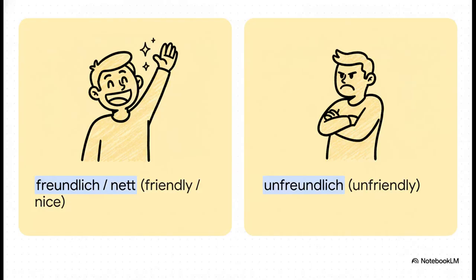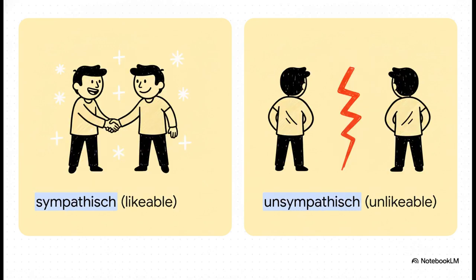Let's kick things off with a big one, friendliness. Is someone freundlich? A great synonym for this, by the way, is nett, which just means nice. Or are they the opposite, unfreundlich? This is a fantastic German concept. Sympathisch does not mean sympathetic. It means likable, someone you just get a good vibe from. Its opposite, unsympathisch, describes someone you just don't really click with.